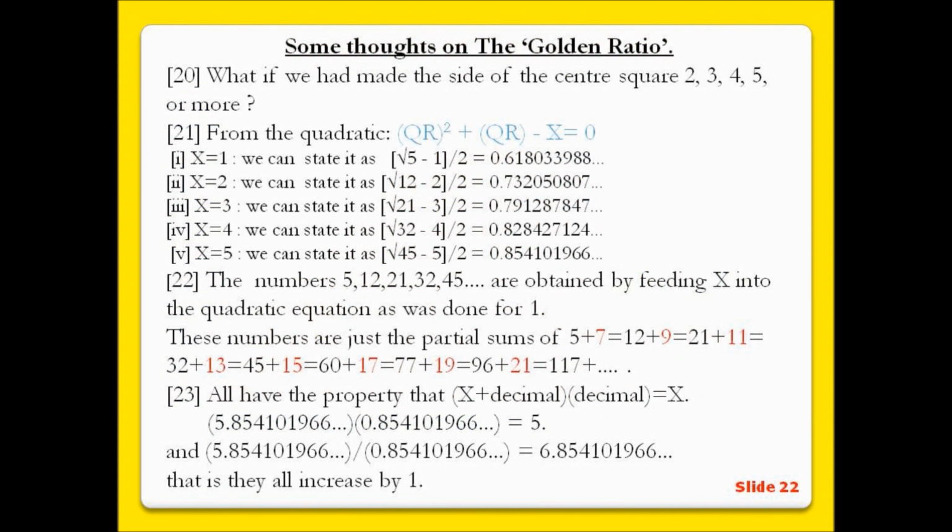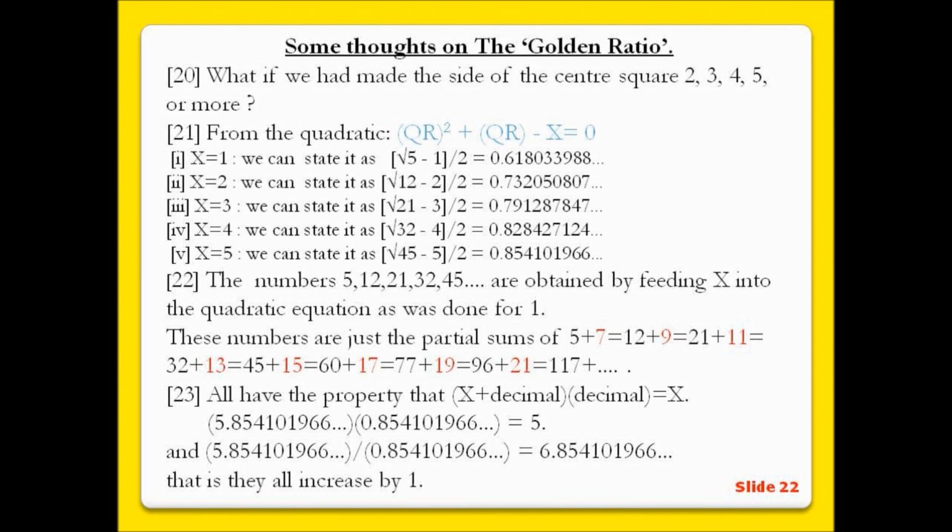Some thoughts on the golden ratio. What if we had made the side of the centre square 2, 3, 4, 5 or more? From the quadratic QR squared plus QR minus x equals 0, for x equals 1, 2, 3, 4 and 5, we get the recorded values. The numbers 5, 12, 21, 32, 45 are obtained by feeding x into the quadratic equation as was done for 1. These numbers are just the partial sums of 5 plus 7 equals 12, plus 9 equals 21, plus 11 equals 32, and so on and so forth.